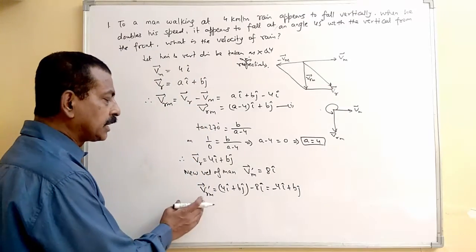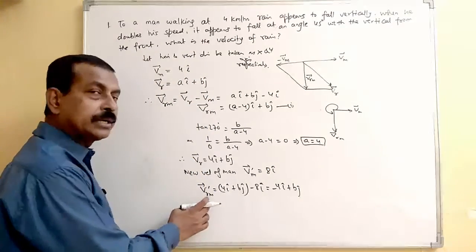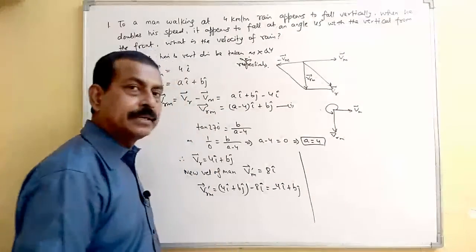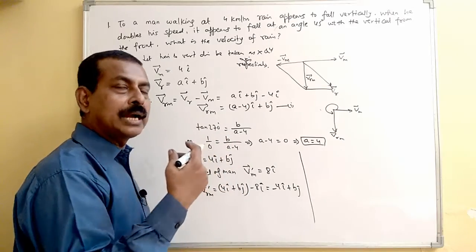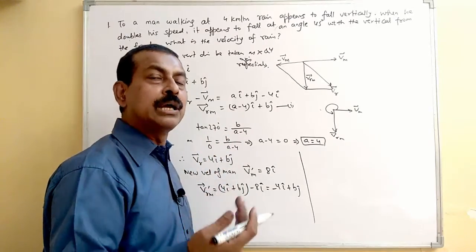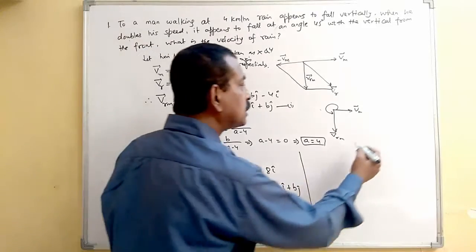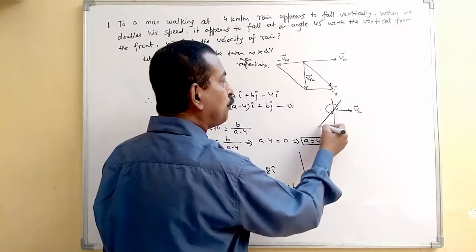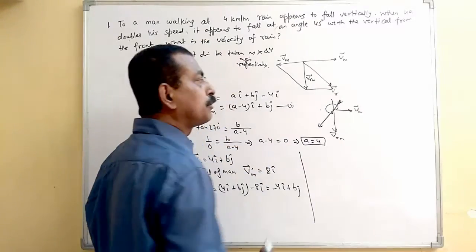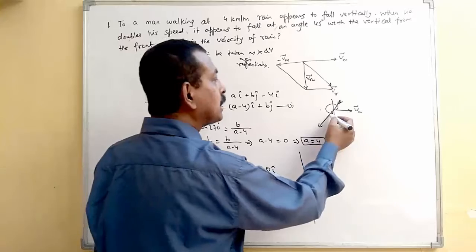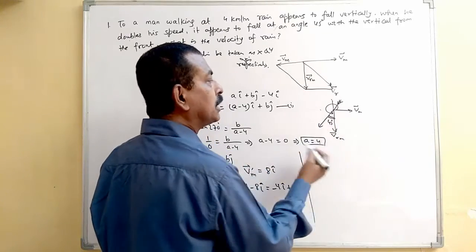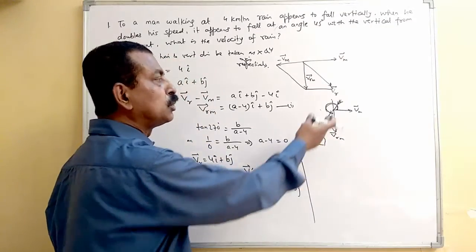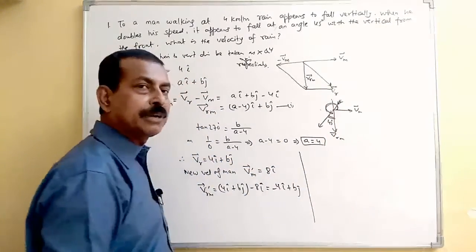So this is the expression for relative velocity of rain with respect to man, that is the new velocity. And this time it is said that it appears to fall at an angle 45 degree with the vertical from the front. That means if this is the vertical direction, it appears to fall from front, at an angle 45 degree with the vertical. That means this particular angle, if I take, will be 270 minus 45 degree.